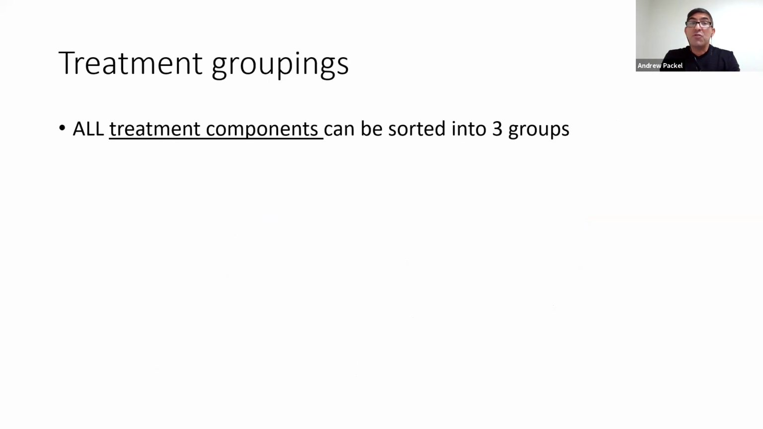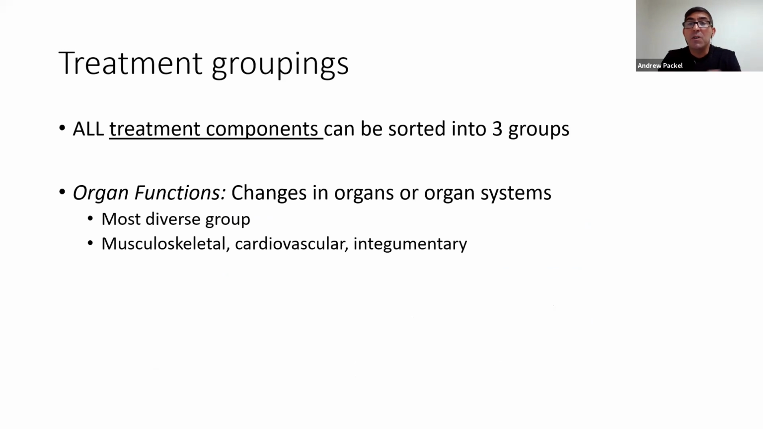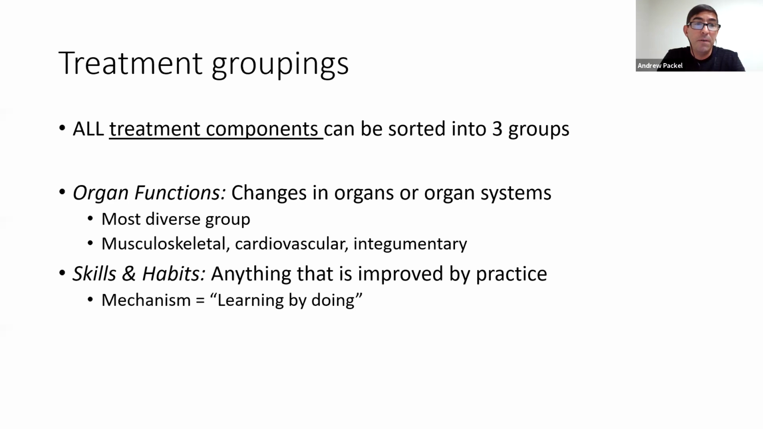Now, once we've got that structure, the RTSS has identified that all treatment components, which really means everything we do in rehabilitation, we believe can be sorted into three different types of groups. The one group is organ functions, when we're looking to change some type of functioning of an organ. And this is a pretty diverse group. It includes strengthening type treatments, wound care, integumentary, exercise-based treatments to change the cardiovascular system, for example, anything where we're looking to change an organ function.